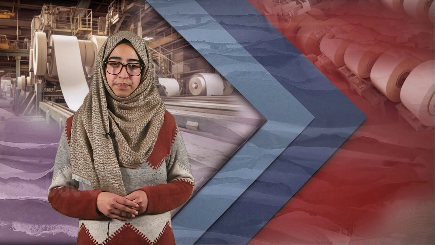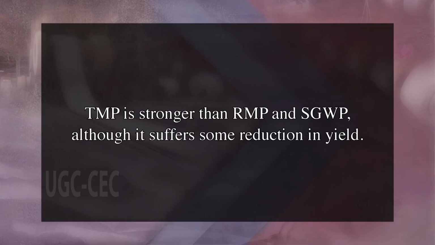The high temperature of steam softens lignin and enhances fiber separation with minimal cutting and fine fiber generation. Refining is carried out under the glass transition temperature of lignin, which is 140 degrees Celsius, where fiber separation occurs in the middle lamellae layer of the cell wall. TMP is stronger than RMP and SGWP, although it suffers some reduction in yield.